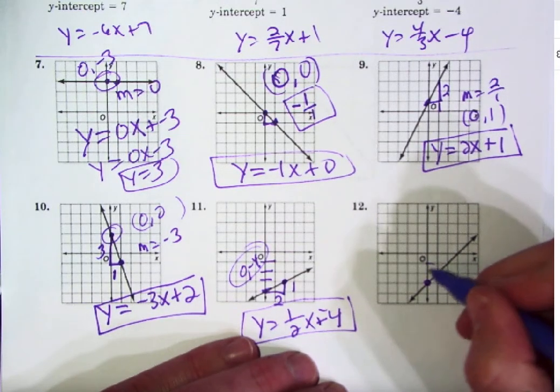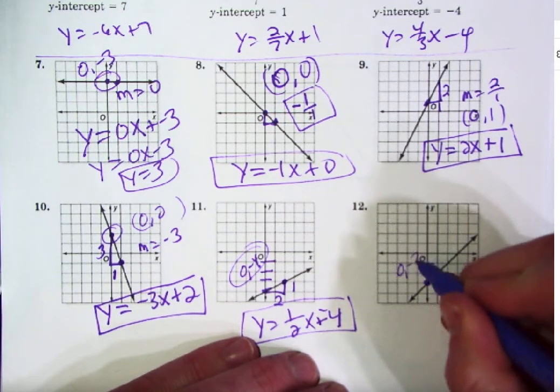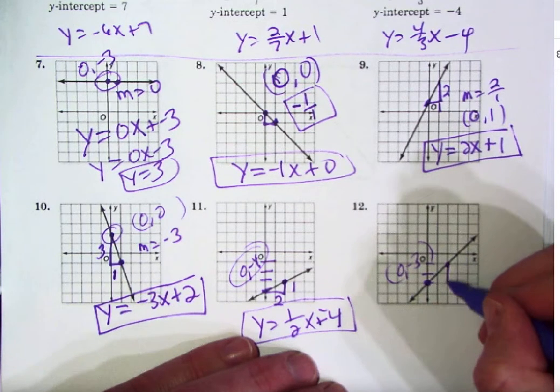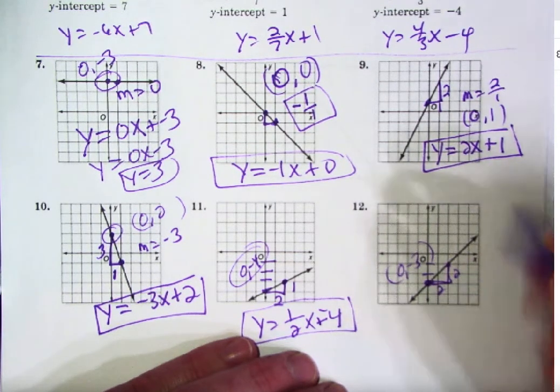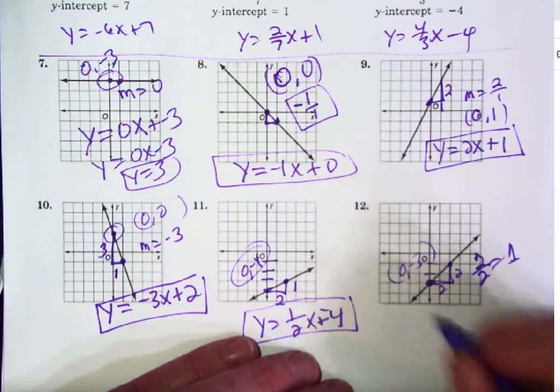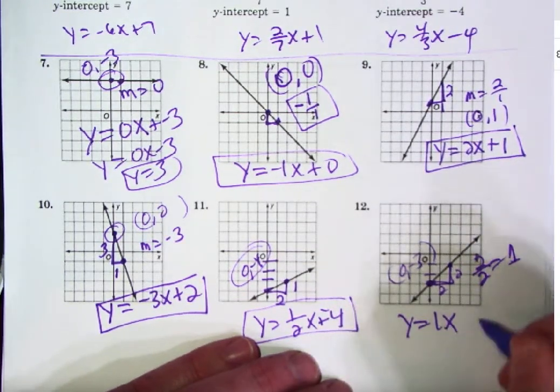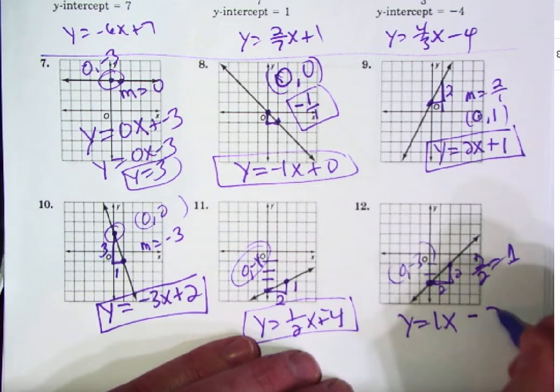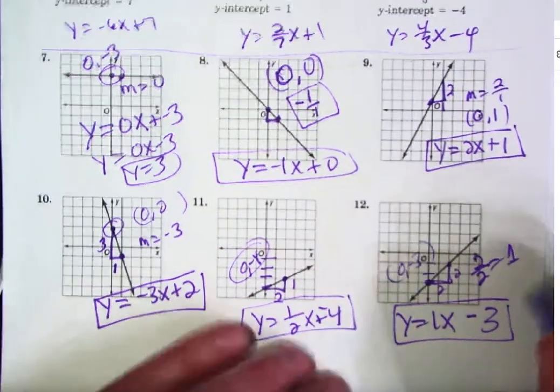The y-intercept for this line is at negative 3. Pick these points: 2 over 2, which is just 1, and it's a positive slope. So y = 1x - 3, or plus negative 3, whatever you wanted.